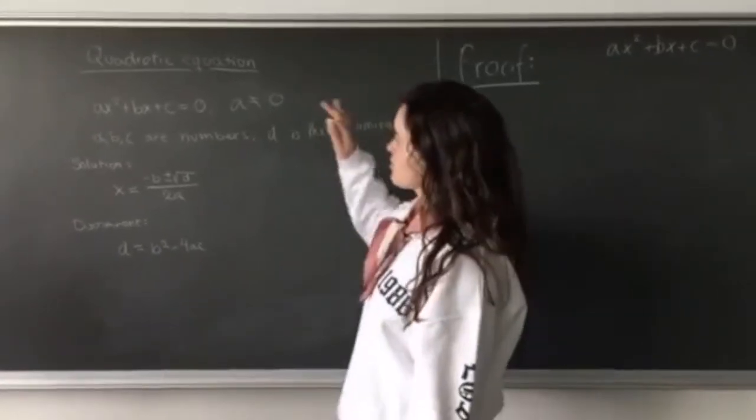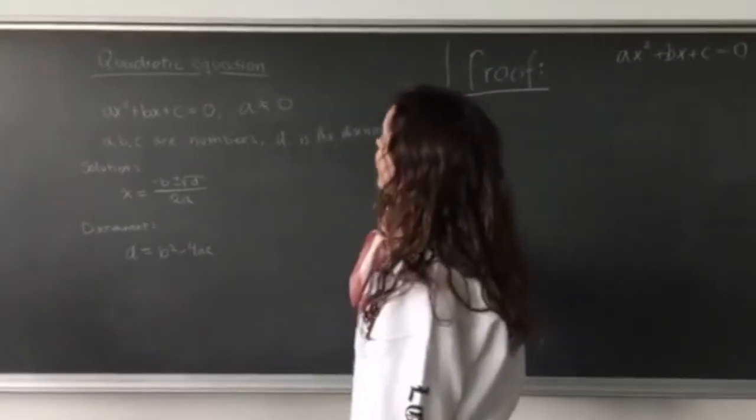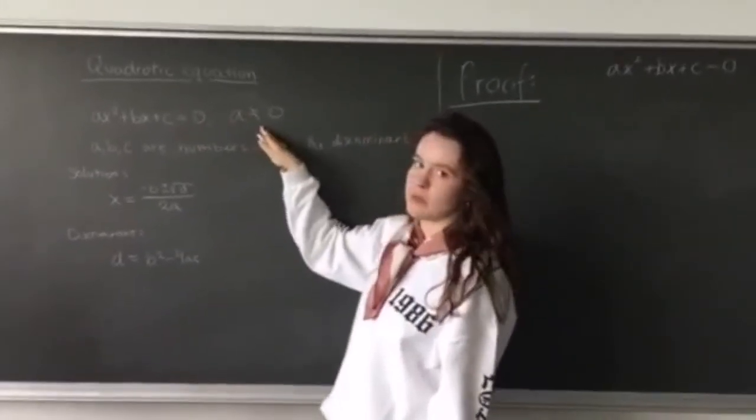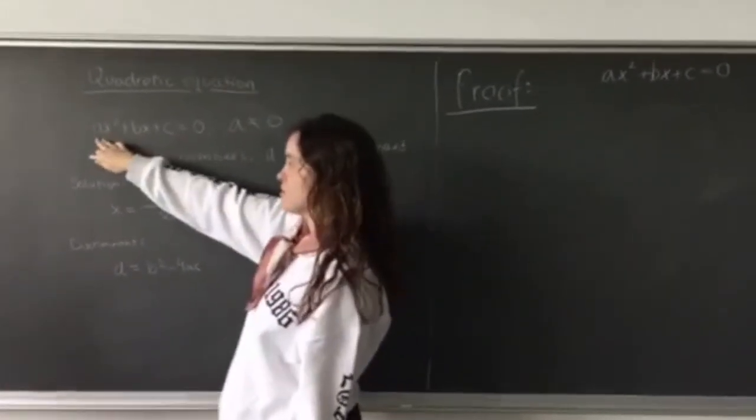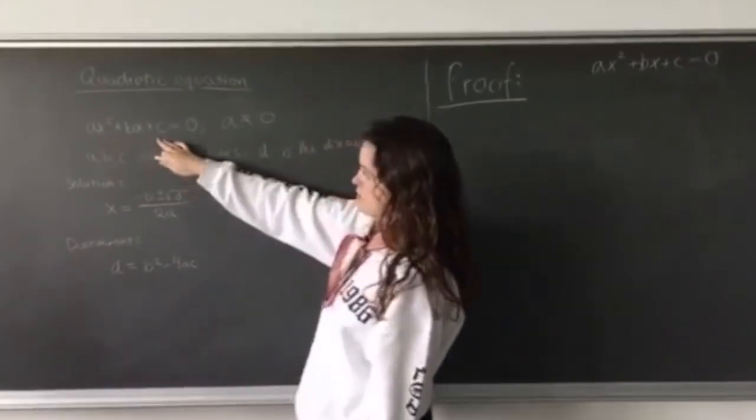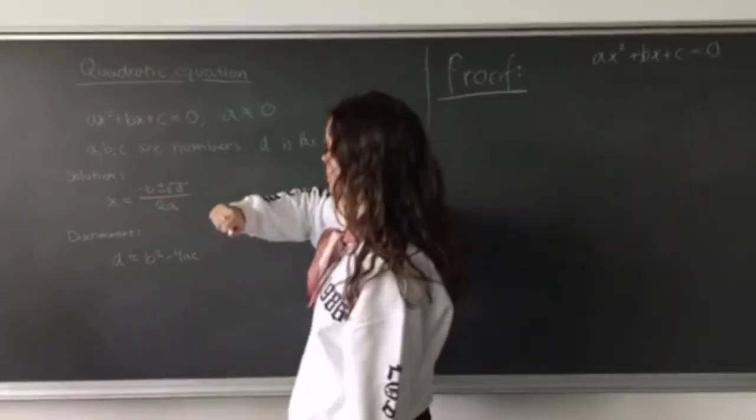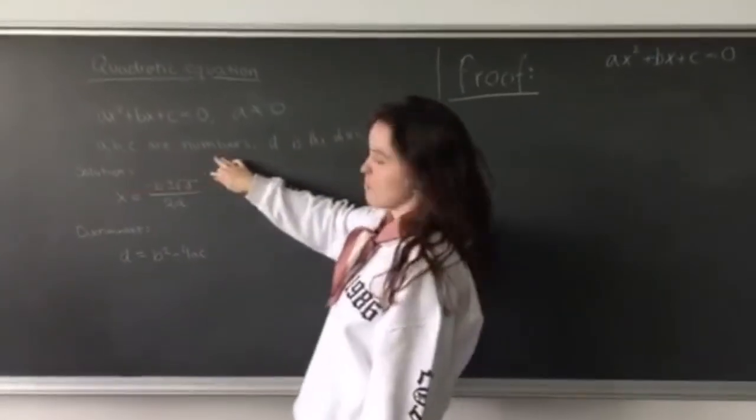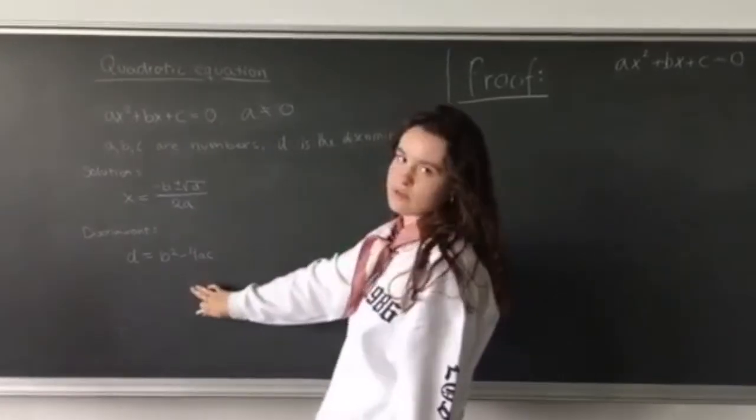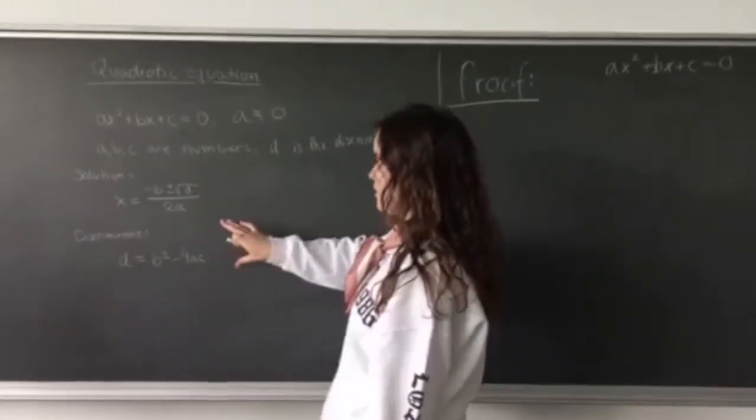So today we're going to prove the quadratic equation, and here we have the quadratic equation where a cannot be 0, because if we insert a 0 in a's place, it would not be a quadratic equation, it would be a linear function or equation, as we can see here. And a, b, c are all numbers, and d is the discriminant, and we can see here our solution formula and our discriminant formula that we will use later on.